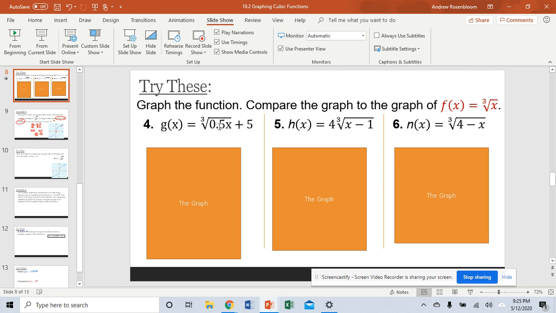You'll notice right here, we have a negative in front of the x. That's a reflection over the y-axis. So that's what that value does here. So this is a reflection over the x-axis, and this is a reflection over the y-axis.